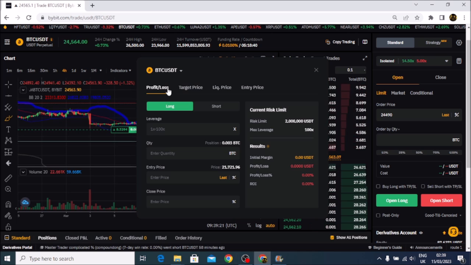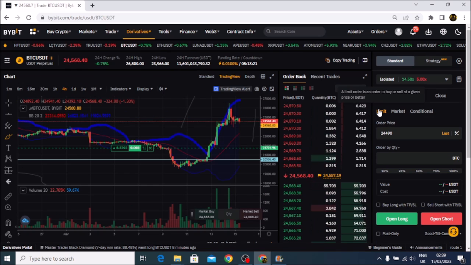So if you want one of these, you can come here and put it in. If you want long or short, of course you can do the same. There is limit and market.